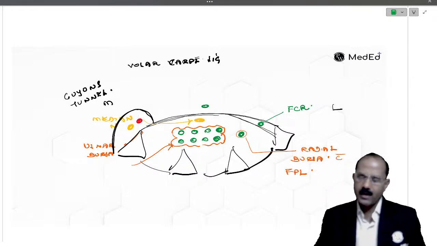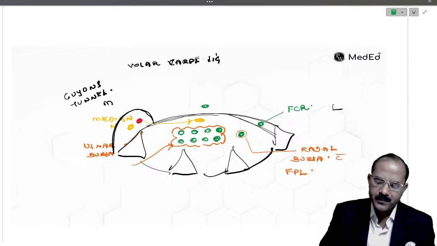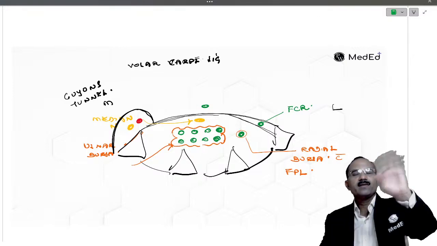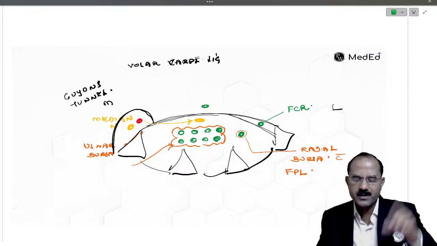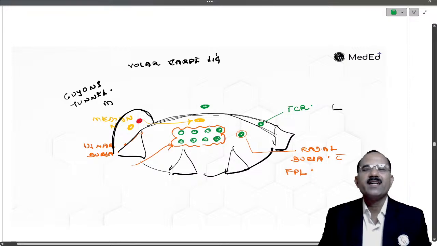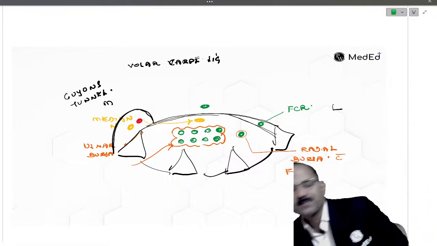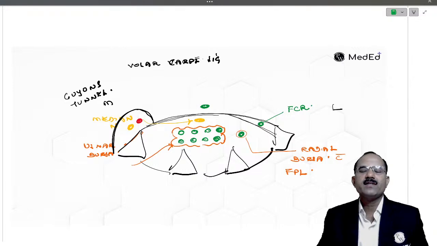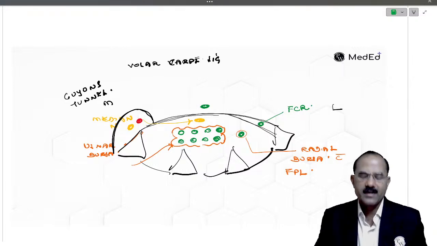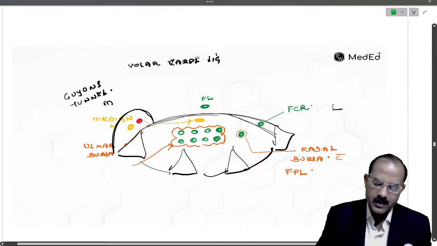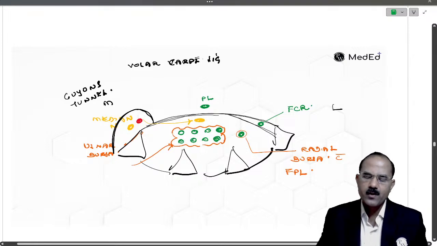Ulnar nerve and ulnar artery passes through the Guyon's tunnel, right? Now, what is this tendon of? Sorry for the disturbance, that charger was not working. What is this tendon? Come on, the tendon which goes above the flexor retinaculum. Any guesses? That's the tendon of palmaris longus.